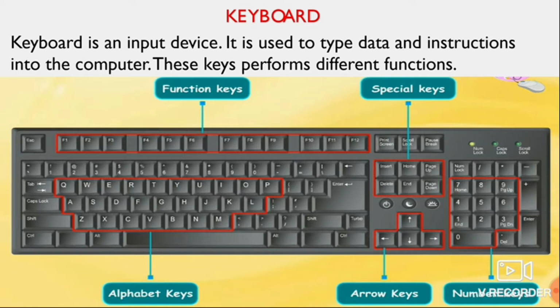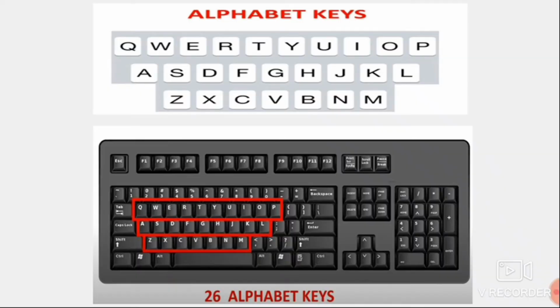You can see some pictures of the keys here, like function keys, special keys, alphabet keys, arrow keys and number keys. Alphabet keys. These keys are used to write alphabets, words, sentences. A keyboard has 26 alphabet keys.